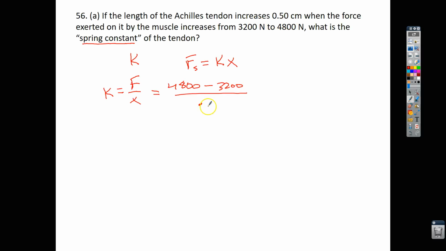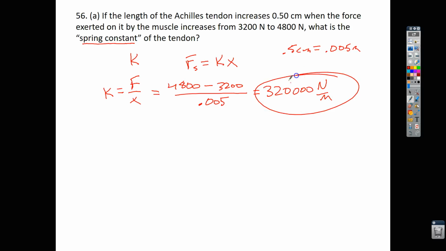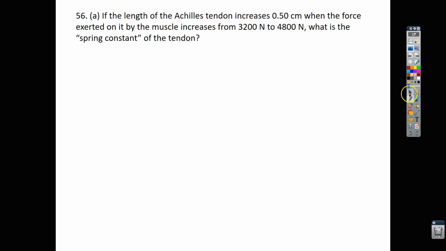stretch length here. So we know that 0.5 centimeters should be equal to 0.005 meters. So when we do this, we're just going to say this is divided by 0.005. And so that should give you about 320,000 newtons per meter. So pretty big spring constant. Let's go ahead and take a look at letter B.